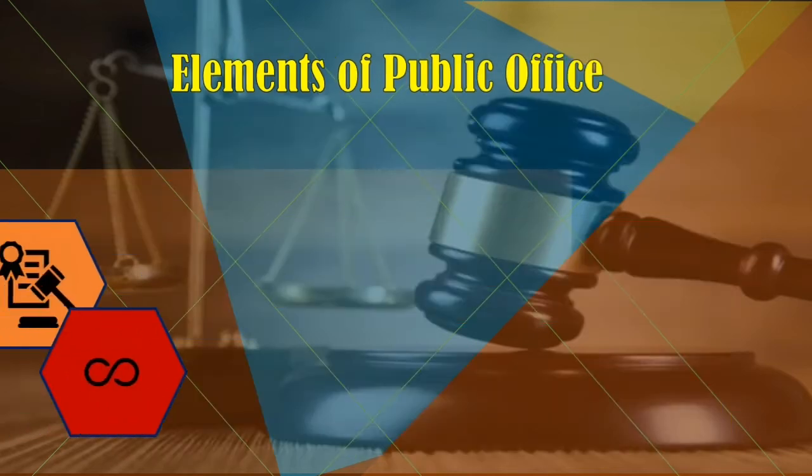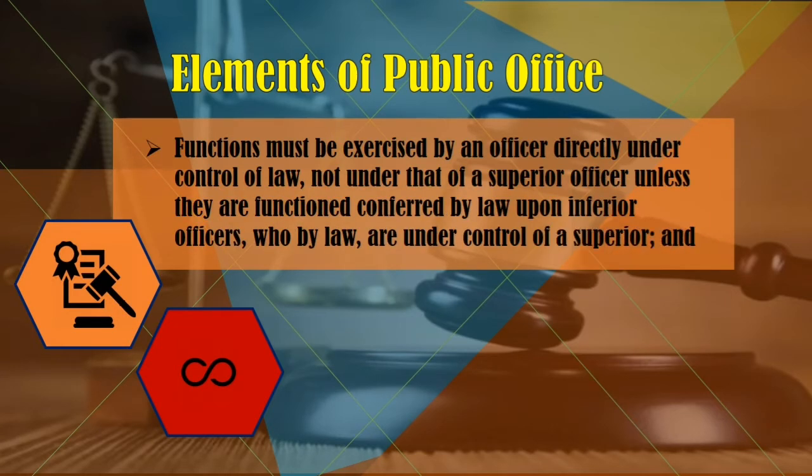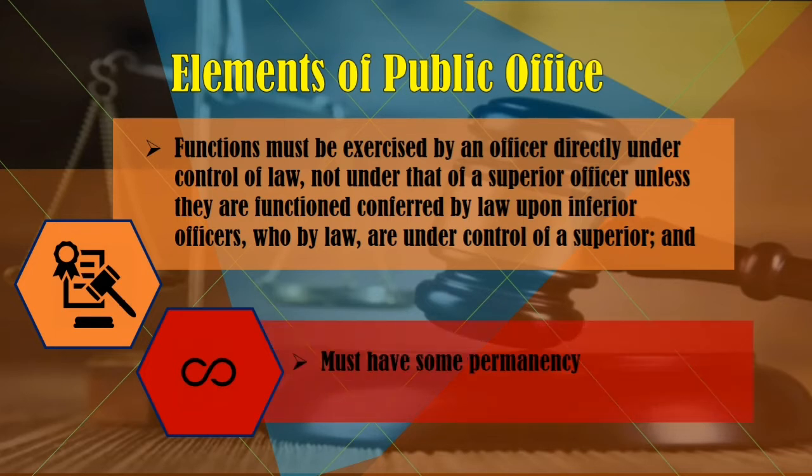Then number 4 is functions must be exercised by an officer directly under the control of law or not under that of a superior officer unless they are functions conferred by law upon inferior officers who by law are under control of a superior. And the last one is it must have some permanency or continuity, meaning the public office must not be temporary or occasional.